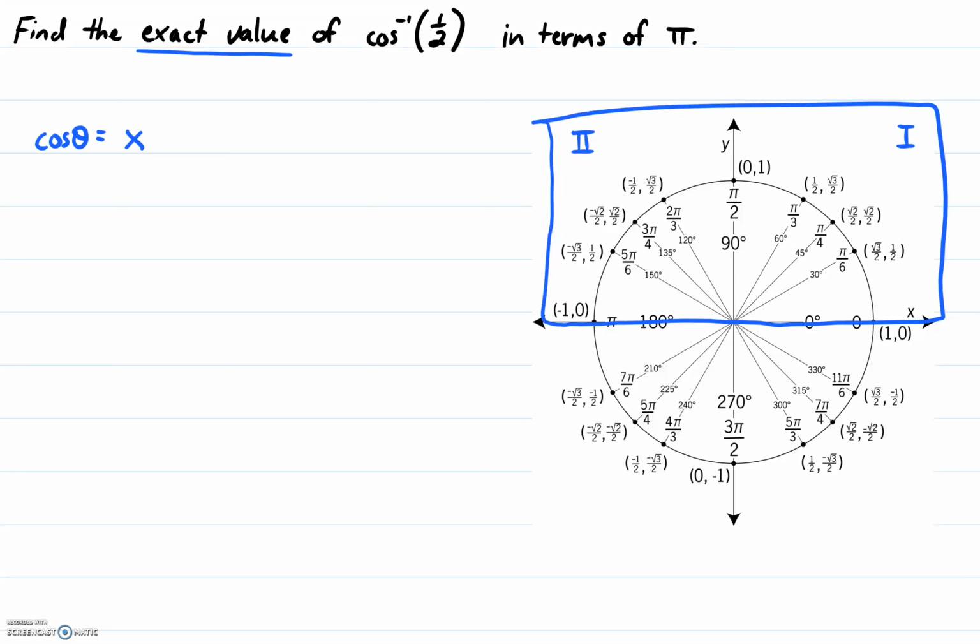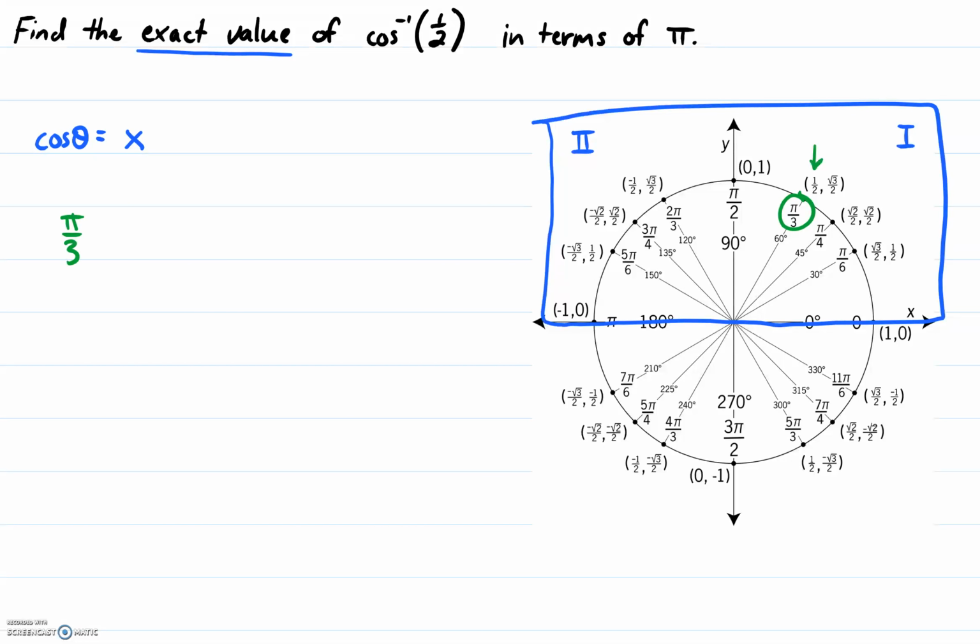Looking in quadrants 1 and 2, we just want to find a spot where we have an x value equal to 1/2, and you can pretty quickly locate it. Right around pi over 3, we have an x value, or cosine value, of 1 over 2. So our answer for this problem is pi over 3. And that's all you have to do.